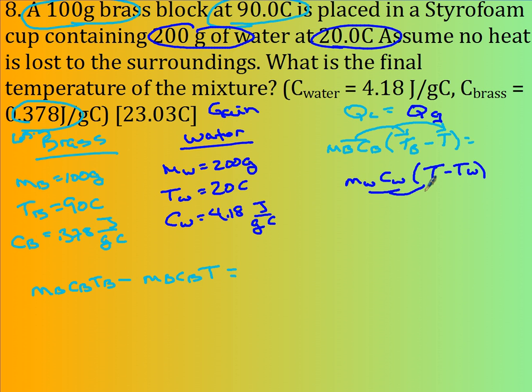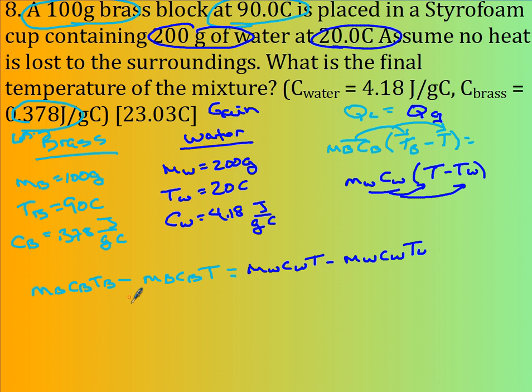So now this, I'm going to multiply both of these by them. Mass of water, C of water, final temperature, minus mass of water, C of water, T of water. Now I know this is messy. Just hang in there. What I want to do is get all my final temperatures on one side and all my water and brass temperatures on the other.